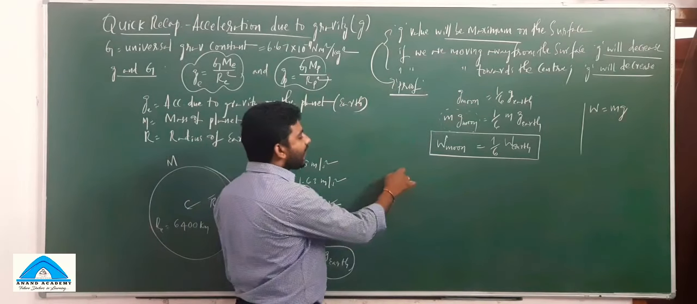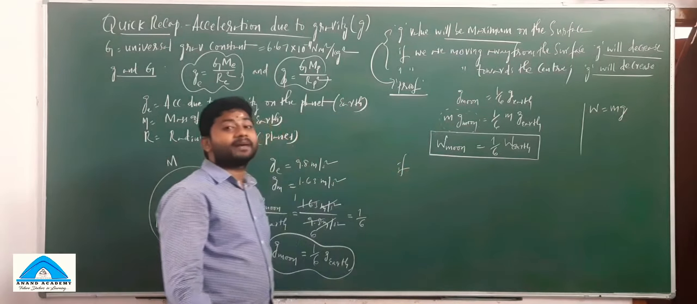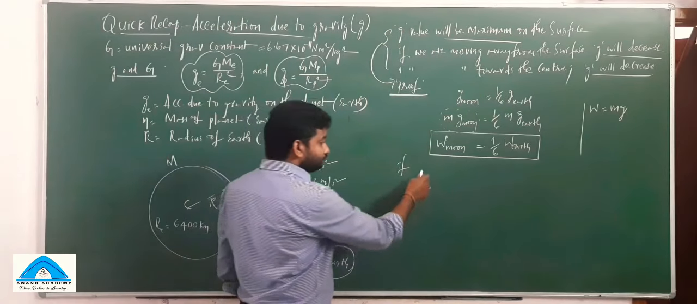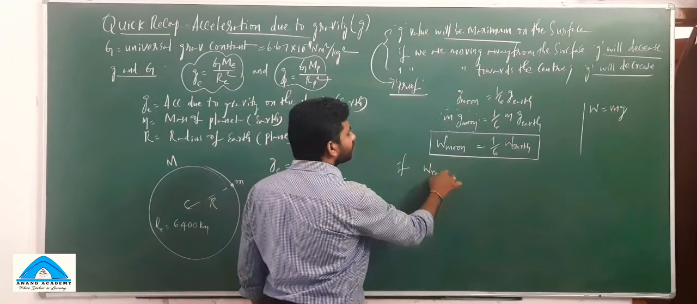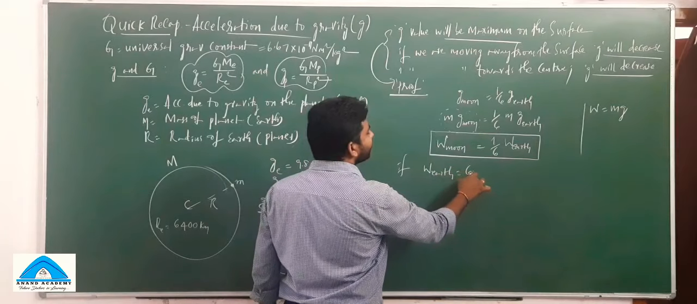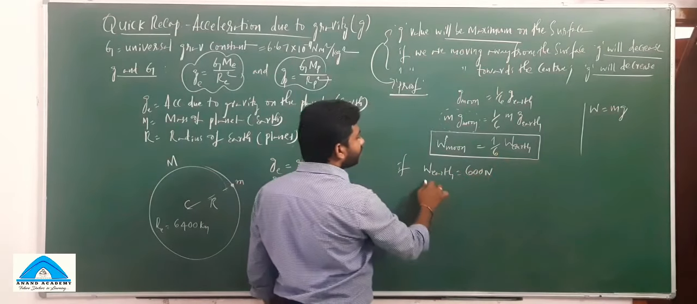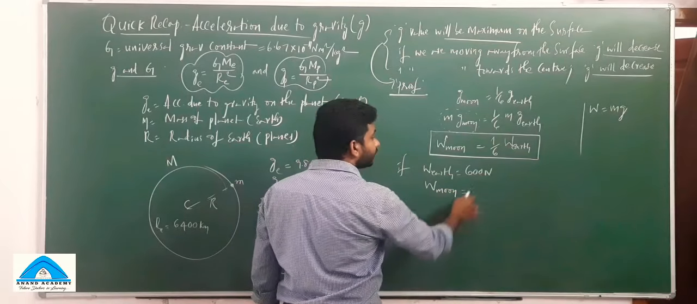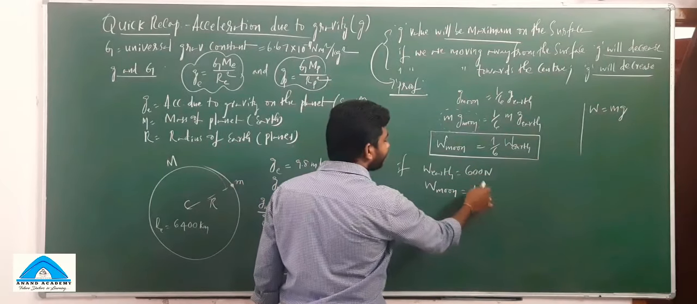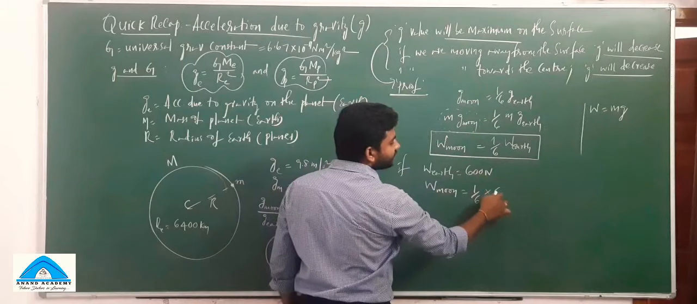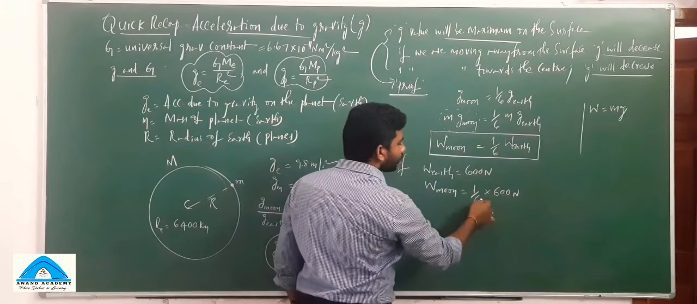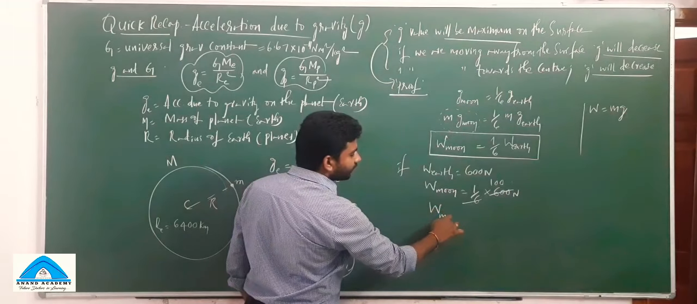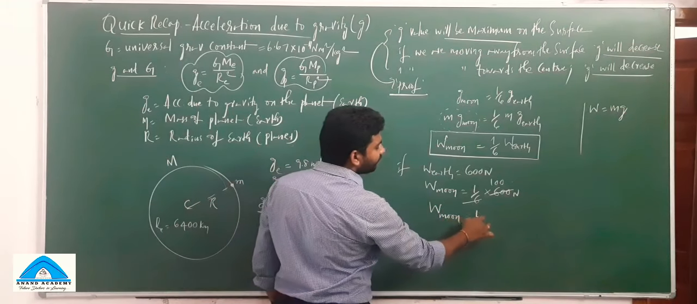So the basic level questions will be asked in this way. Given the weight of the object on the earth's surface is 600 newtons, what is the weight of the object on the moon's surface? It is 1 by 6 times the weight of the object on the earth, which is 600 newtons. So I can say this is 100. So the weight of the object on the moon is 100 newtons.